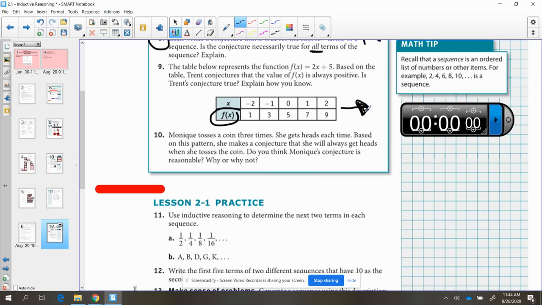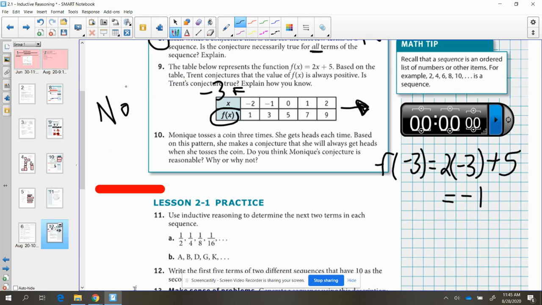for x, sure. But the problem is if we start testing out anything that is less than -2 on this chart, well, if we test out -3, for instance, and we plug -3 in for x, we would have 2 times -3 plus 5, which is in fact -1. So what we did here is we disproved his conjecture because we were able to come up with something that made the statement, his conjecture, not true.